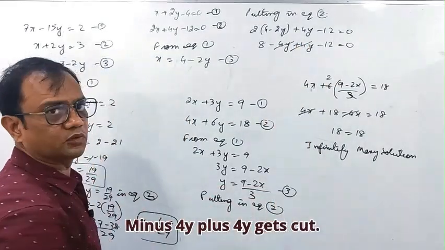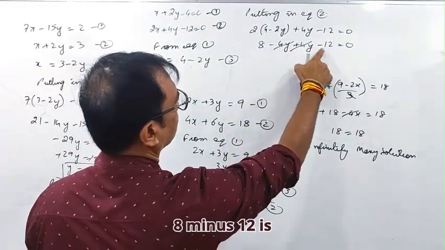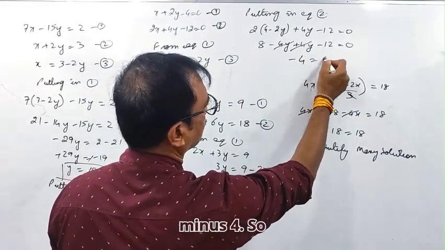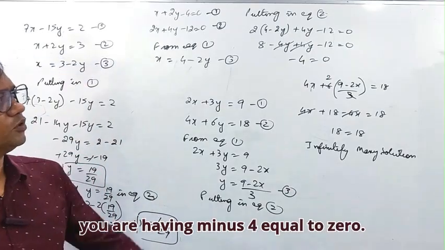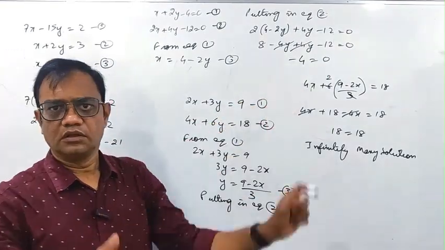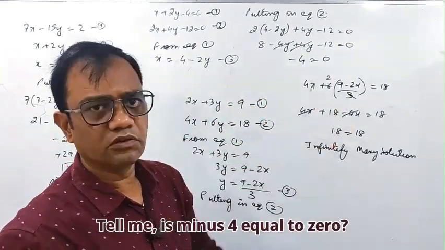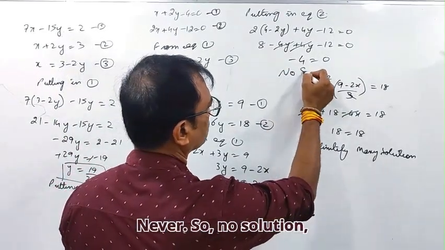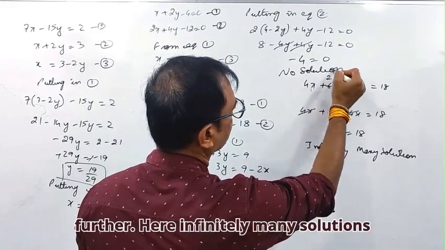Minus 4y plus 4y gets cut. 8 minus 12 is minus 4. So you are having minus 4 equal to 0. Tell me, is minus 4 equal to 0? Never. So no solution. Question done. Nothing to be done further.